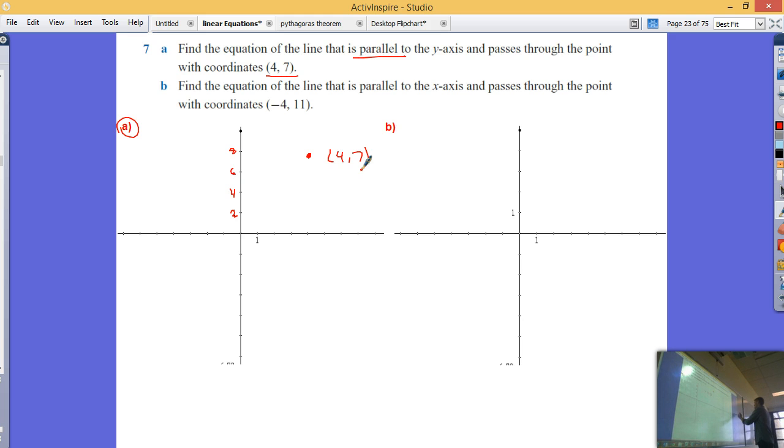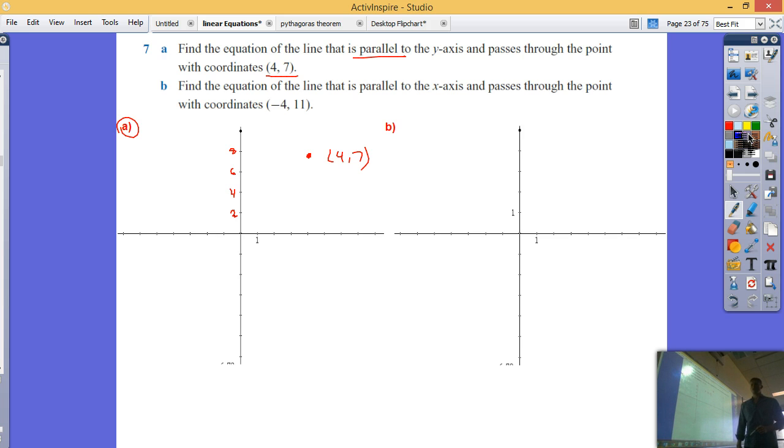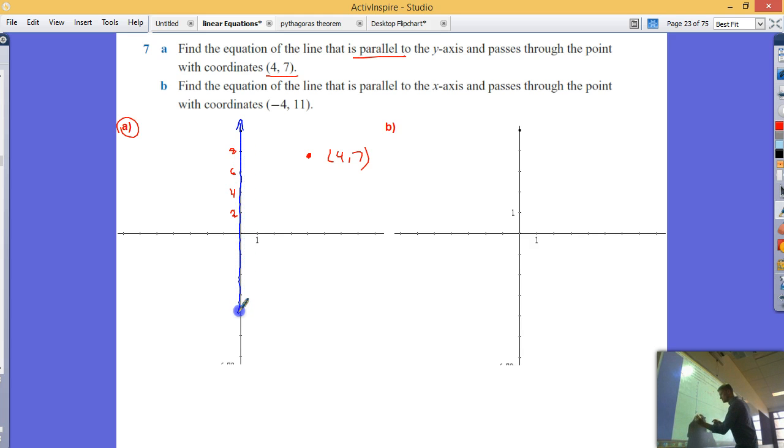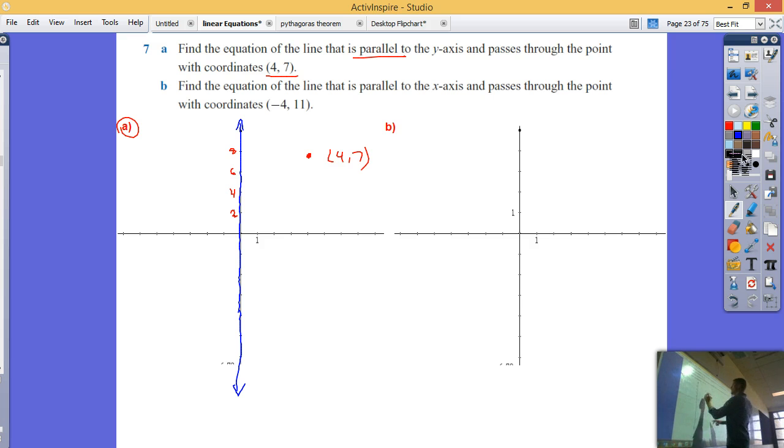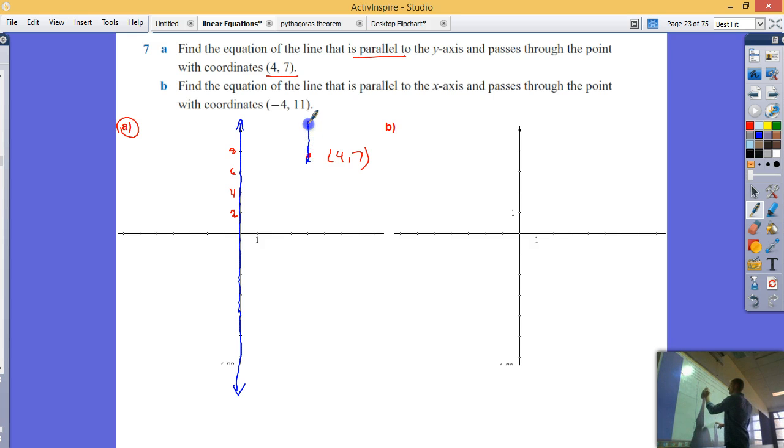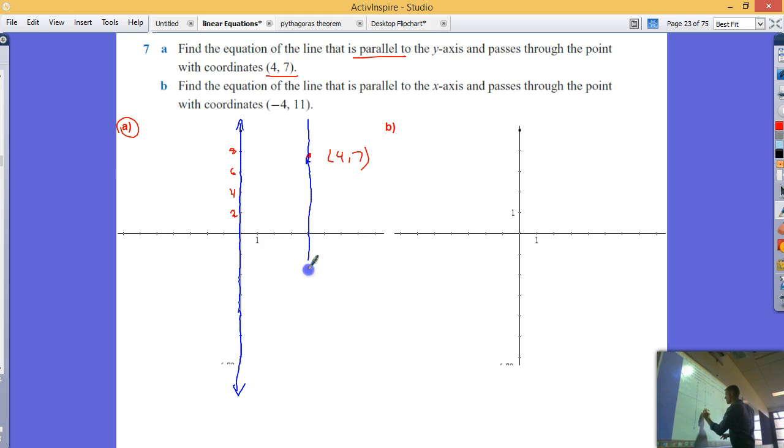Now, the question asks us to find the equation of the line that is parallel to the y-axis. What does it mean to be parallel to a y-axis? Well, that means it's going to run side by side without touching. So here's your y-axis. Okay? Now, a line that's parallel to that passes through this point has to be this one. Right through. And drawn carefully, running parallel, looks like that.